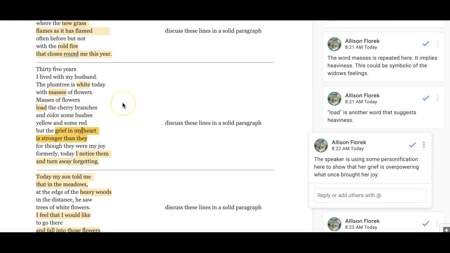We then see later on, it says the masses of flowers load the cherry branches and color some bushes yellow and some red, but the grief in my heart is stronger than they. So the speaker is using some personification here to show that her grief is overpowering these natural images that used to bring her joy, right? So the cherry branches, all the color in the bushes, all these things used to bring her joy in springtime, but her grief is stronger than they are.